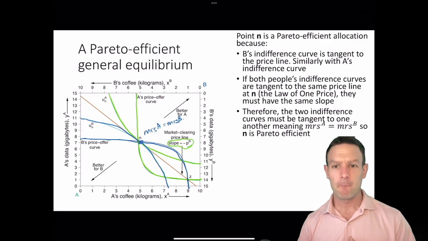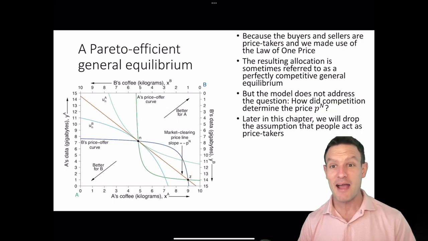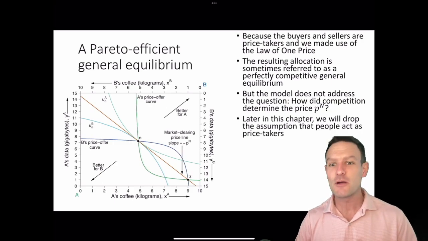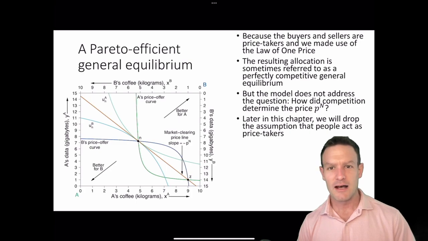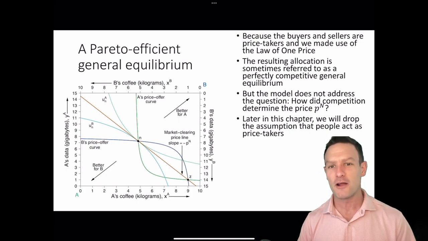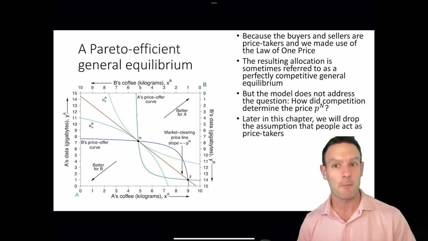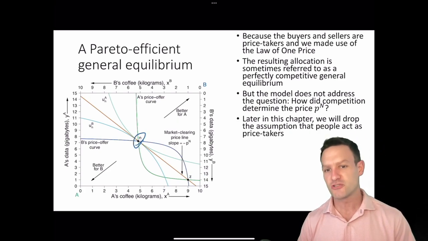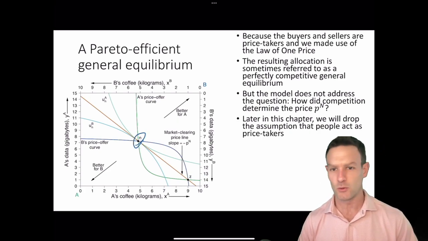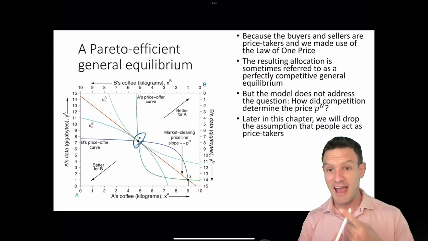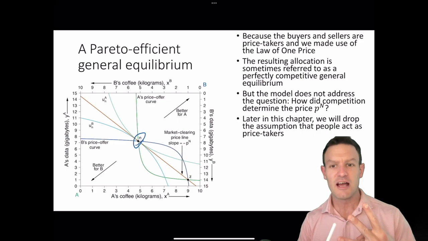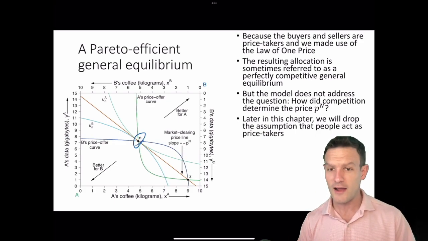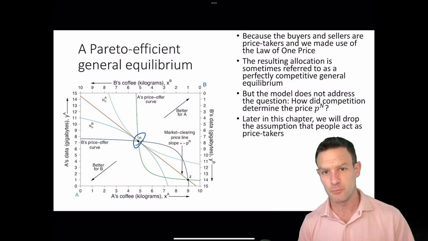Now, what we want to think about is that because the buyers and sellers are price takers and we made use of the law of one price, the resulting allocation is sometimes referred to as a perfectly competitive general equilibrium. So this point N over here, we refer to as a perfectly competitive general equilibrium. They're price takers and the price clears the markets, and they're following the law of one price. And we say that these are the conditions that we require for a perfectly competitive general equilibrium.